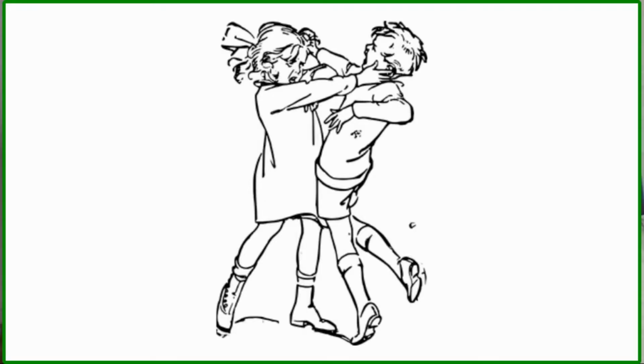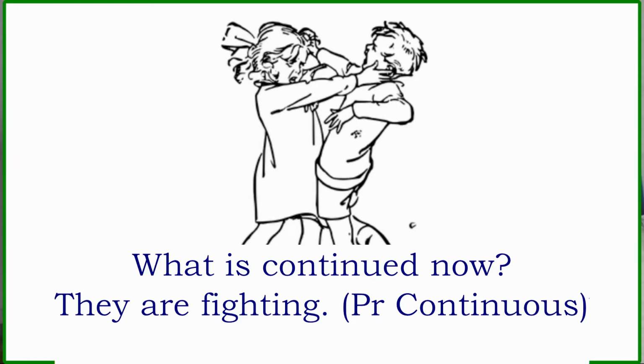I have an example. Look at this pic. Let's decide what you want to say about them. If you say what they are doing now, means what is continued now, you will be using present continuous because you mean that action continued. You are making they are fighting. Are fighting. Be and ing form is continuous.